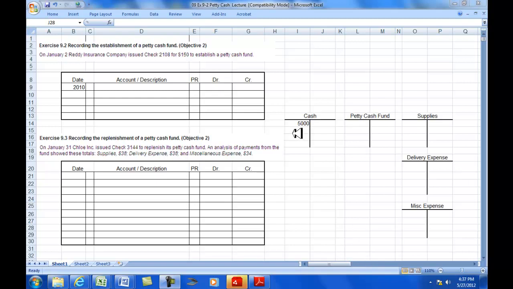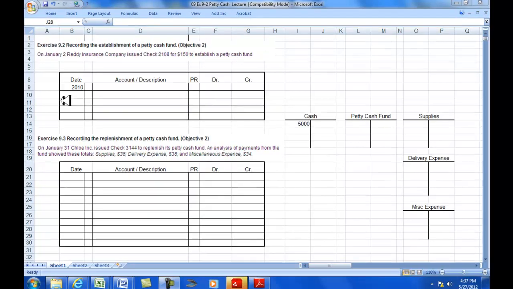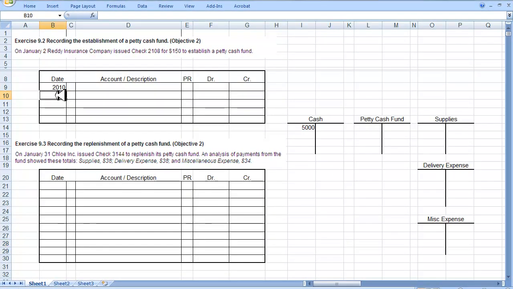As you can see over here, we've got our cash account, and all other accounts are empty at this point. The exercise says, on January 2nd, Ready Insurance Company issued check 2108 for $150 to establish a petty cash fund. So here we go, on January 2nd, petty cash fund. I don't have a posting reference yet, and that is $150.